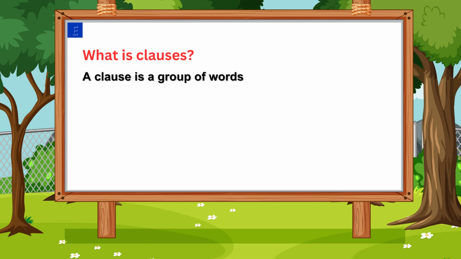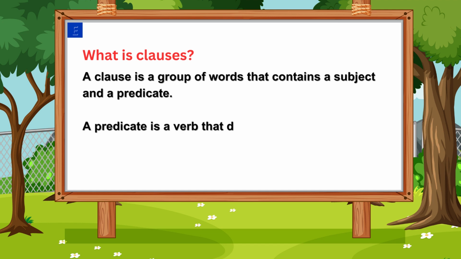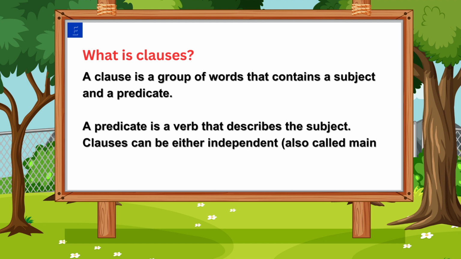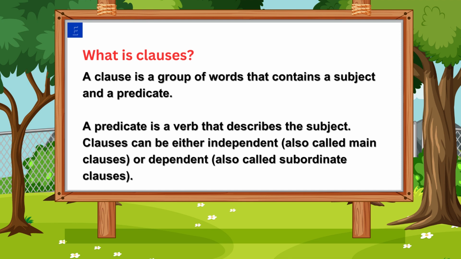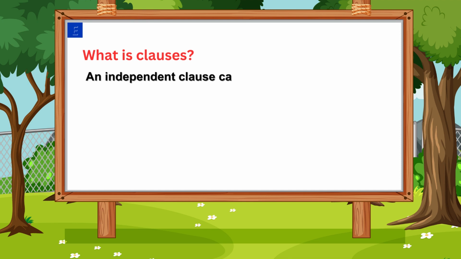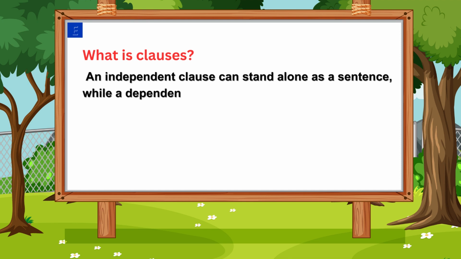A clause is a group of words that contains a subject and a predicate. A predicate is a verb that describes the subject. Clauses can be either independent, also called main clauses, or dependent, also called subordinate clauses. An independent clause can stand alone as a sentence, while a dependent clause cannot.